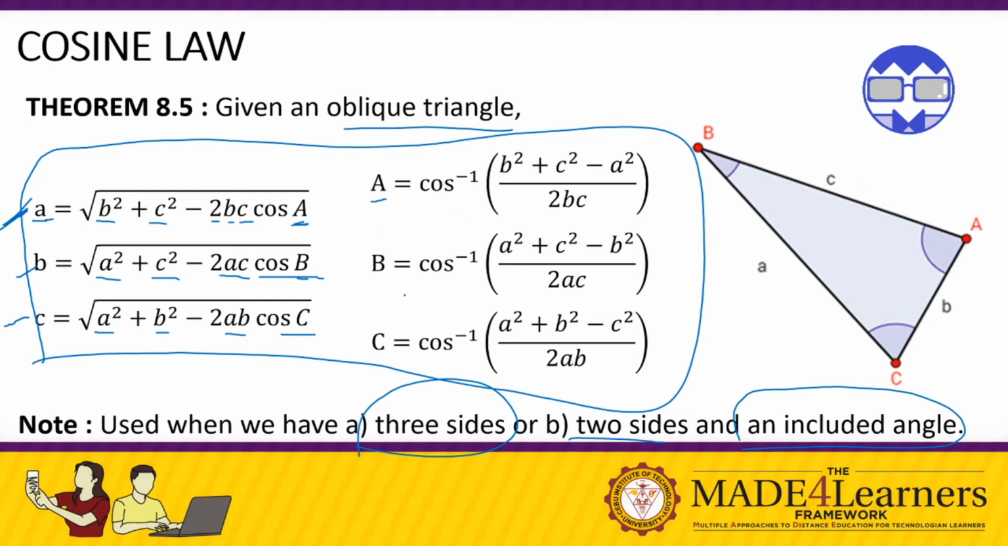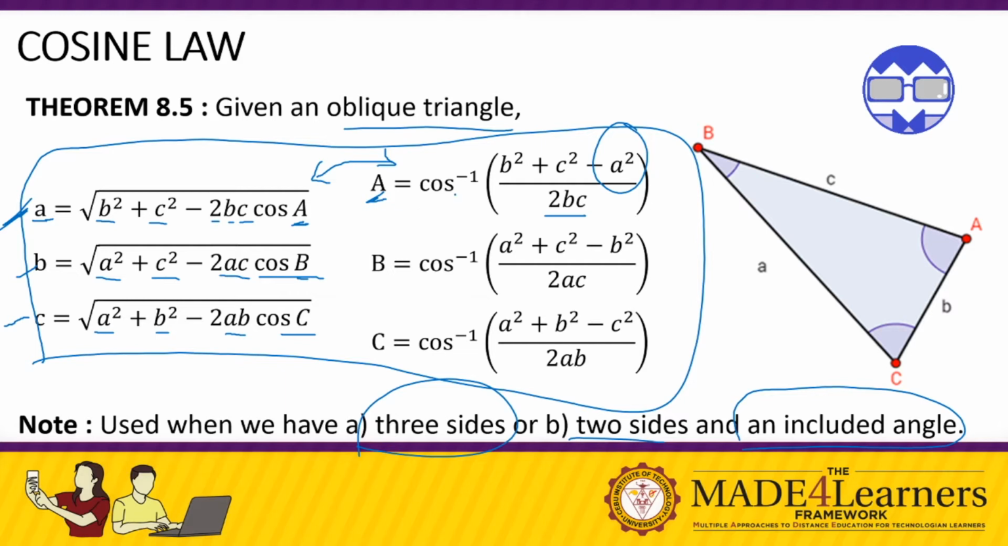Now for the angles. If you're trying to look for A, the last part here will be minus A squared. You're still going to add the two other variables, B squared and C squared. So B squared plus C squared minus A squared all over 2BC. It's kind of similar; if you observe, these two are kind of similar.